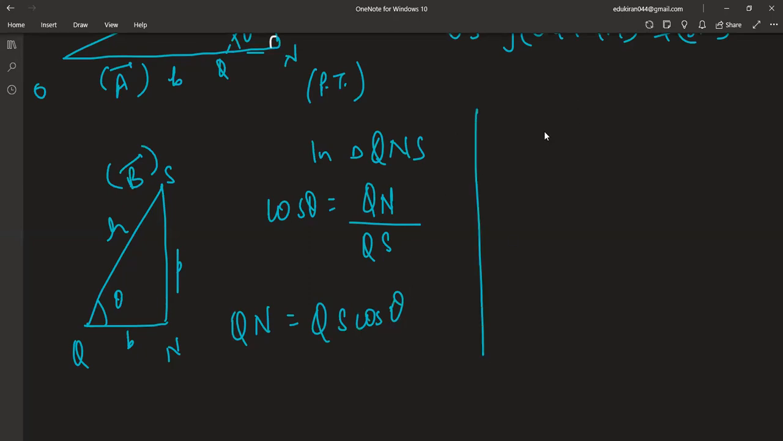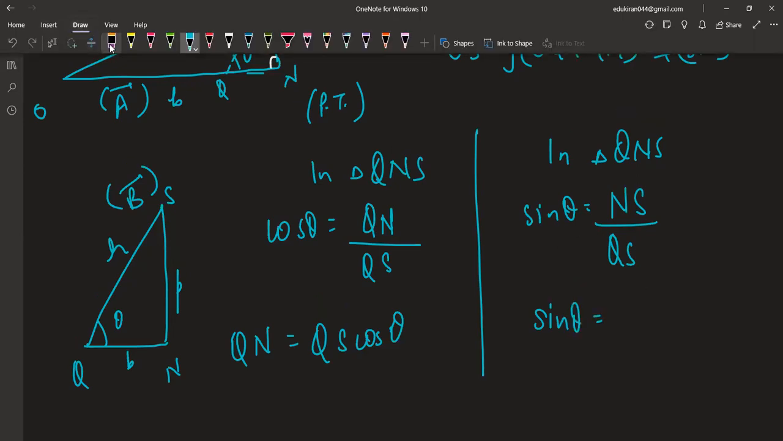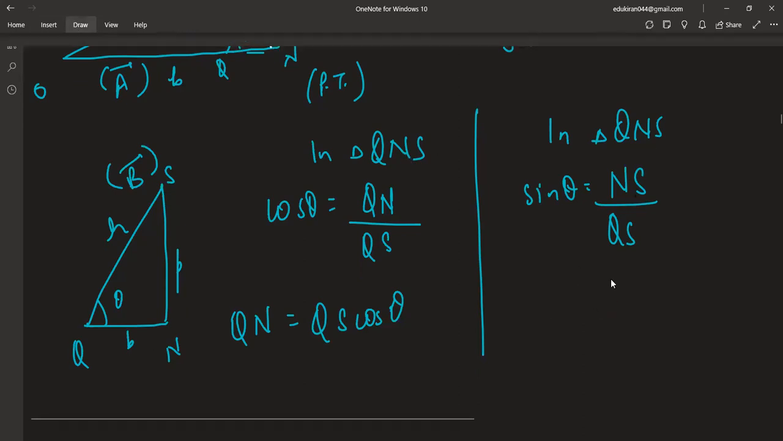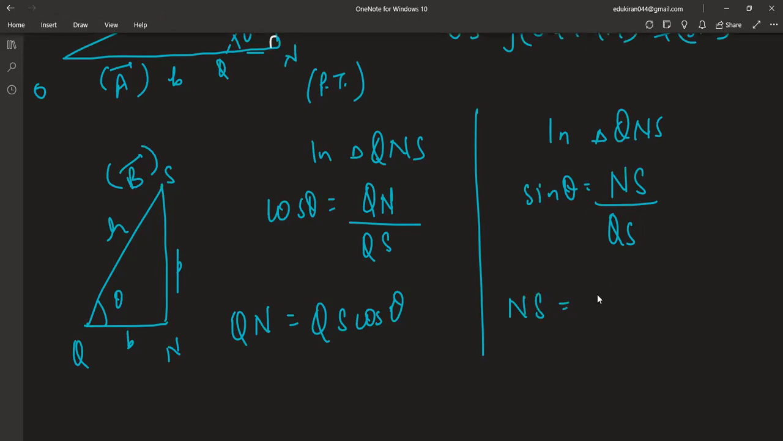Okay, within the same triangle only. In triangle QNS, the same triangle, if I talk about sine theta, this will be perpendicular divided by hypotenuse. That is NS divided by QS. So NS will be equal to QS sine theta.